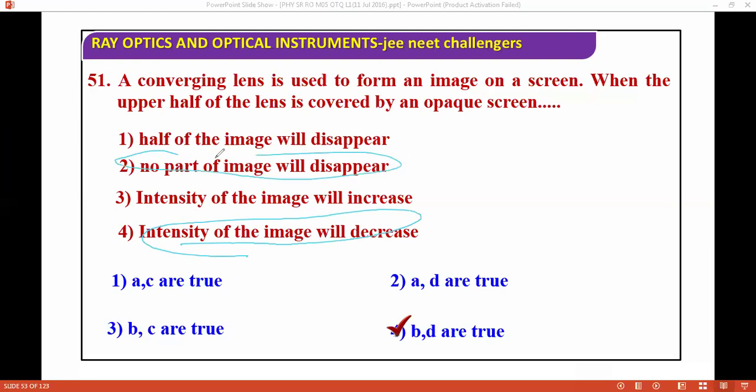Again, this is a good question. If you don't know, you don't know. So you should know these concepts. Next question.